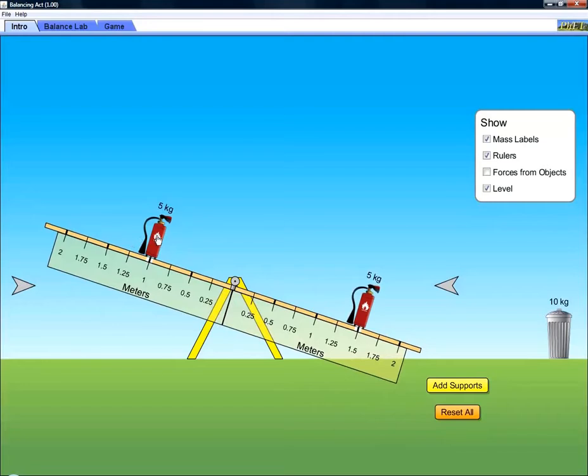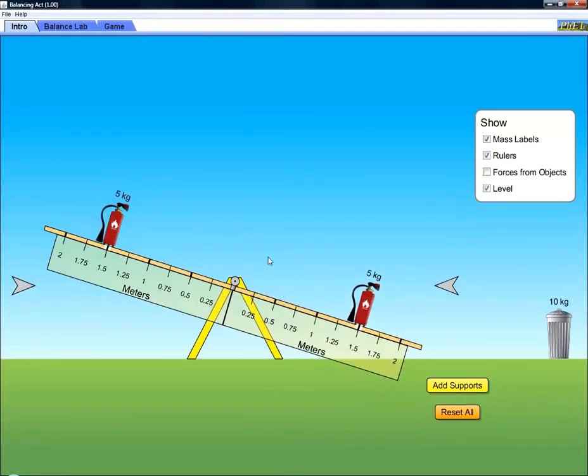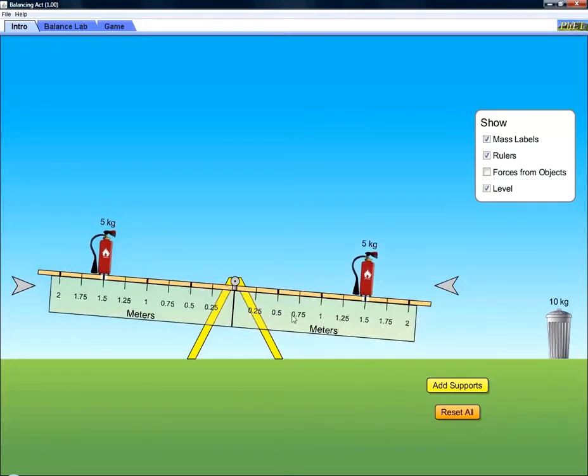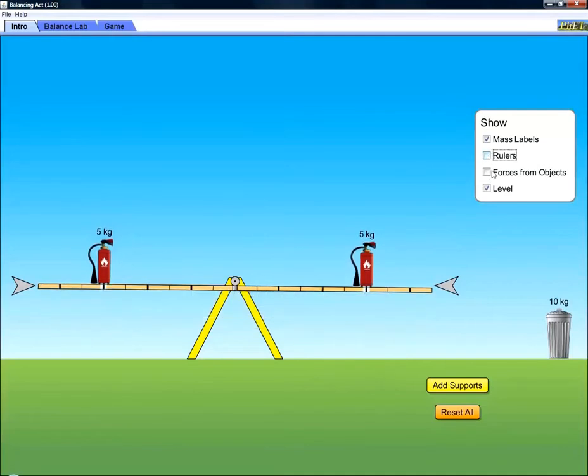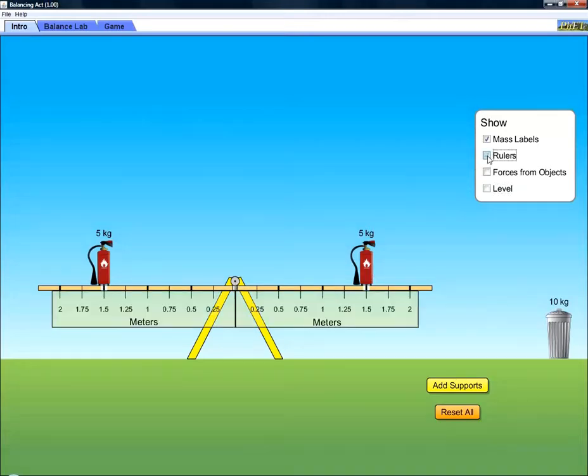Not level. So far, not rocket science, okay? A moment then, simply, let's just turn this off because it's confusing. A moment is a turning force around a pivot, and it has two components. It has a force, in this case a mass of 5 kilograms, which of course you will know is a force of 50 newtons. If you don't know, ask me why.